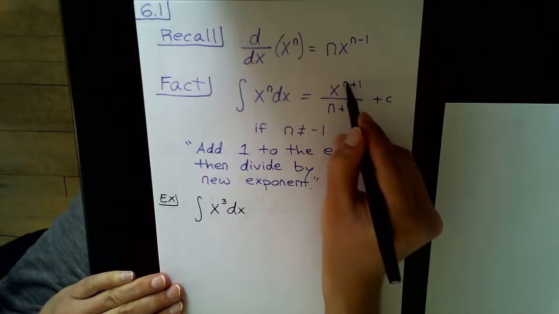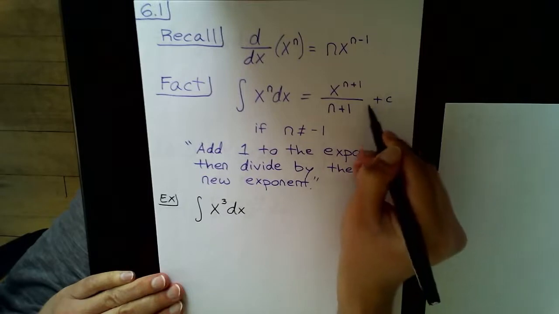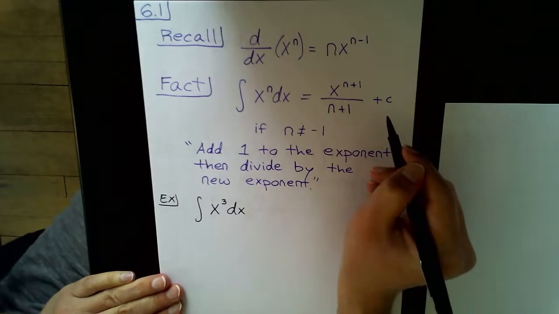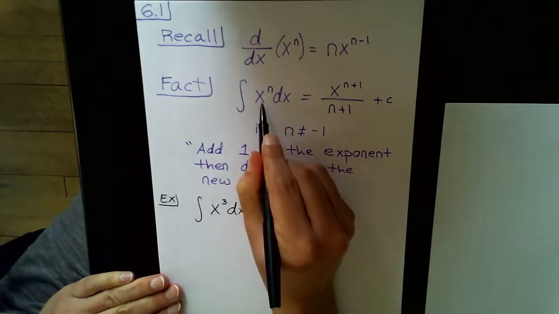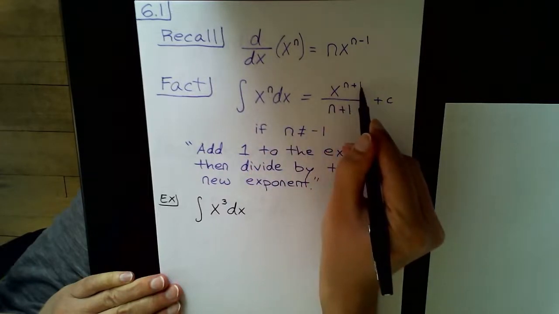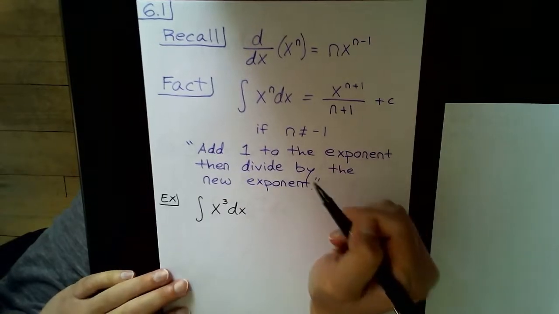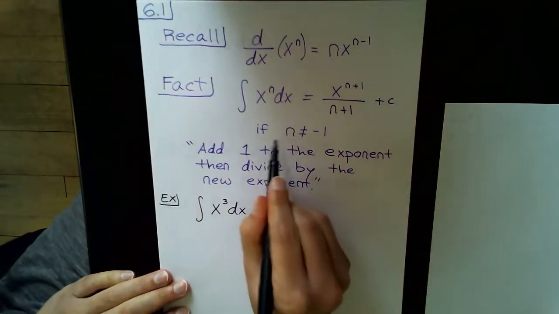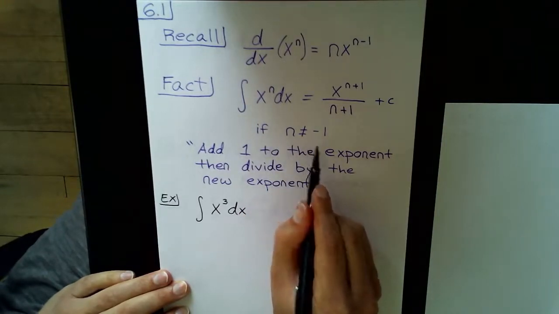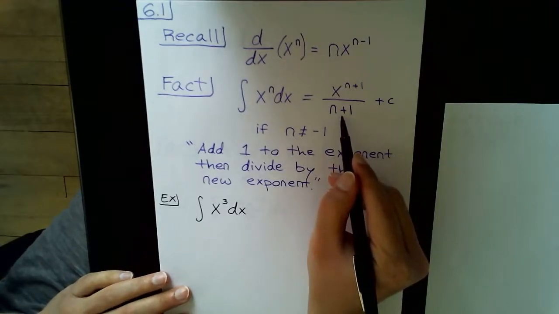We divide by the new n plus 1 exponent. And then we always add plus c in case we lost some constant along the way. So again, the antiderivative of x to the nth power would be x to the n plus 1 divided by n plus 1. There is a quick note to make on this, and it's that n cannot equal -1. If it did, when you divide by n plus 1, you'd be dividing by 0, which is impossible.